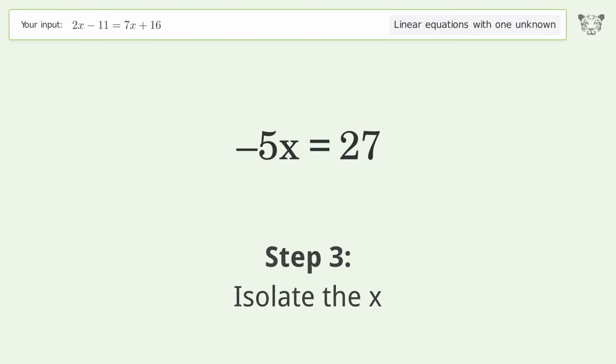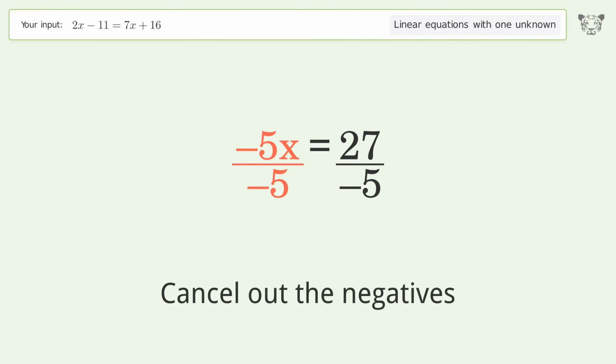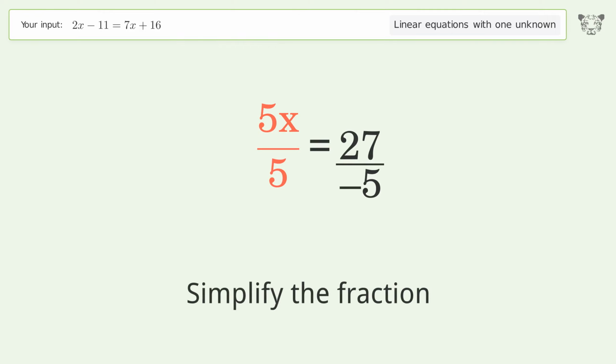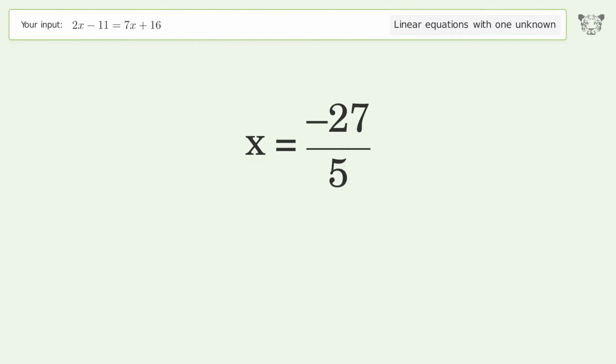Isolate the x. Divide both sides by -5. Cancel out the negatives. Simplify the fraction. Move the negative sign from the denominator to the numerator. And so the final result is x equals -27/5.